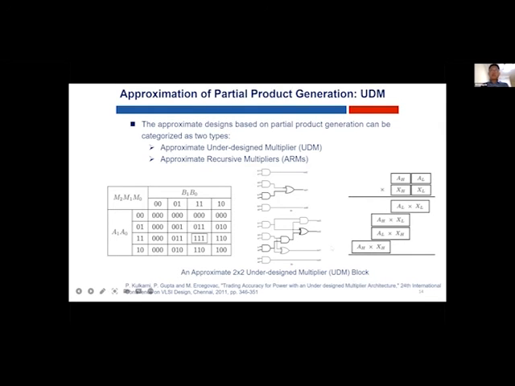The second design is based on approximate partial product generation. The first one is the underdesigned multiplier. For example, for the 2x2 UDM, we can just change one entry in the truth table of this multiplier to get a simplified design. We can then use this 2x2 multiplier to build 4x4 or 8x8, some larger size designs.